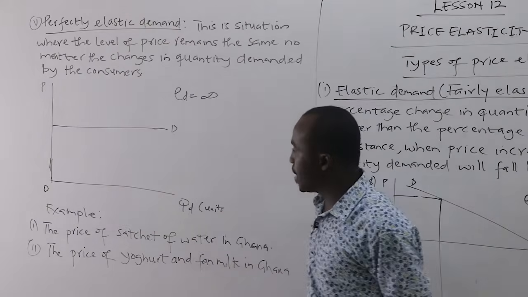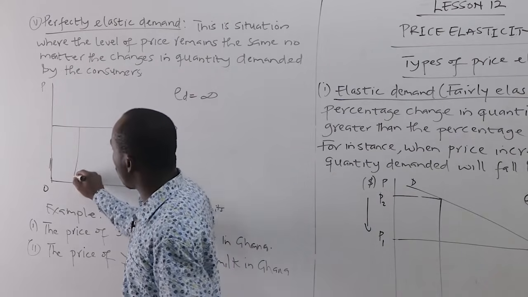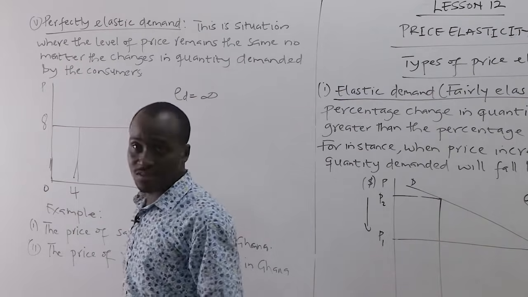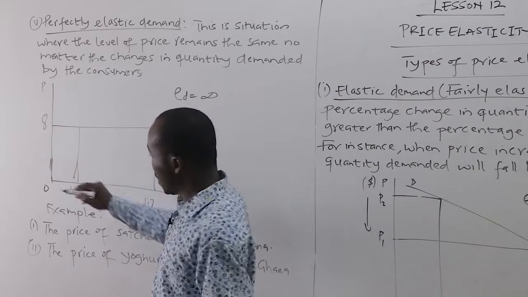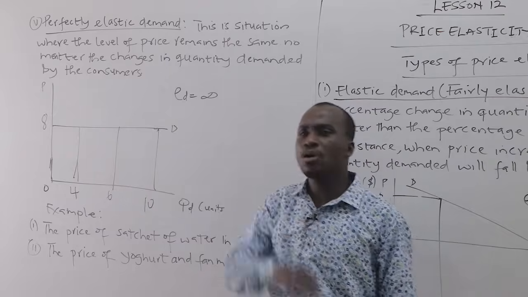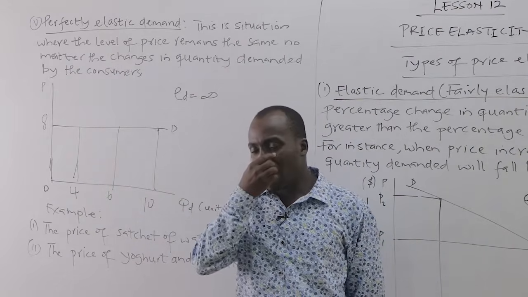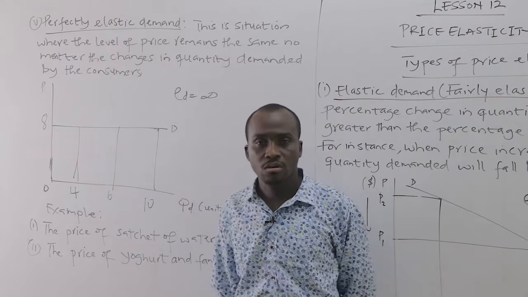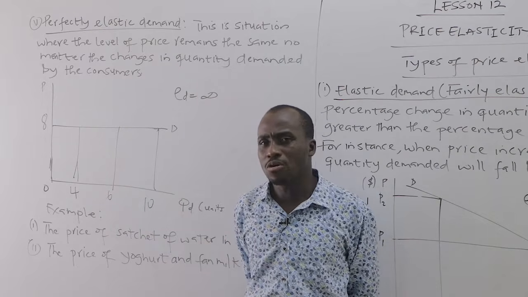So what does it mean? Here the price is the same. If demand is 4 and the price is 8, the price is still 8. If demand increases to 10, the price is still 8. If demand goes to 6, the price is still 8. So the price remains the same regardless of the change in quantity demanded. Whether quantity demanded increases or decreases, producers produce the good at the same price. That's something also very difficult to fathom. How does this work in the real world?